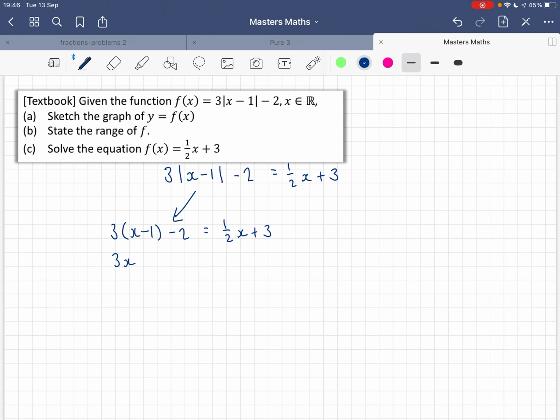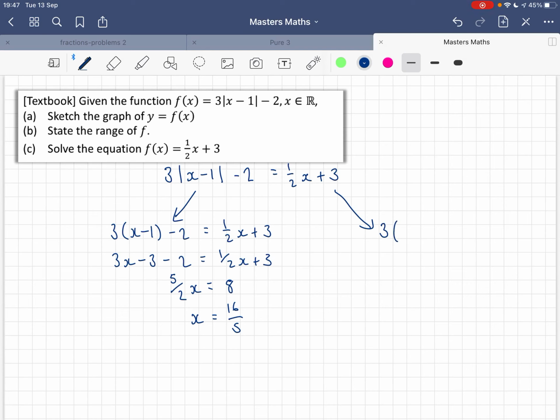Expand your bracket. And then put all your x's on one side, all your numbers on the other. So we have 2.5, or 5 over 2, x is equal to 8. So x is equal to 16 over 5. And then we also need to do it with the negative modulus function.